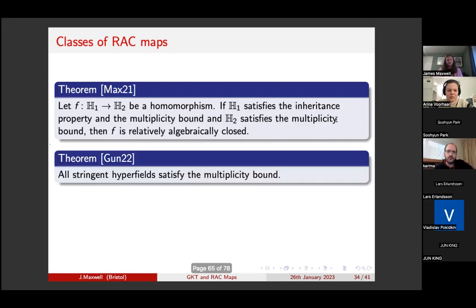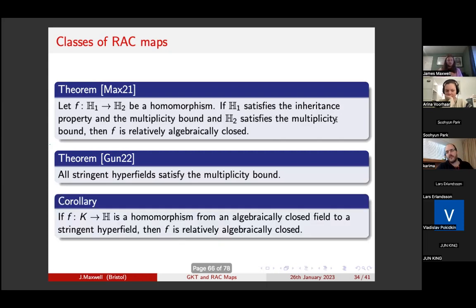And when Trevor released his paper, a consequence of his work was that all stringent hyperfields satisfy the multiplicity bound. So they gave this classification, and the work that he did, if you're given a stringent hyperfield, it satisfies this multiplicity bound. This could be seen in Matt Baker and Oliver Lorscheid's paper as well, where they talk about Descartes' rule of signs and the Newton polytope rule, because they classify multiplicities for the sine, the Krasner, and the tropical as well.